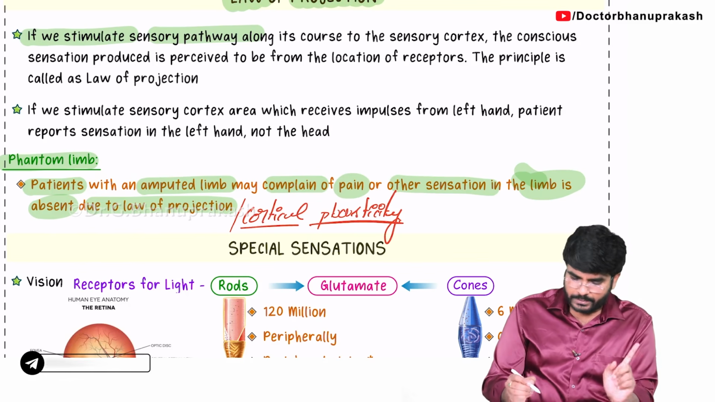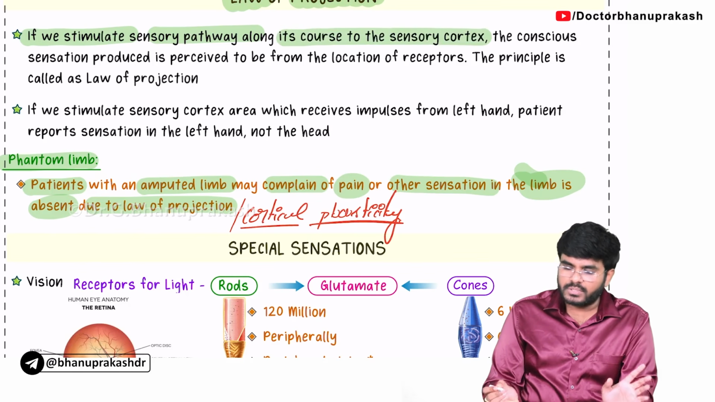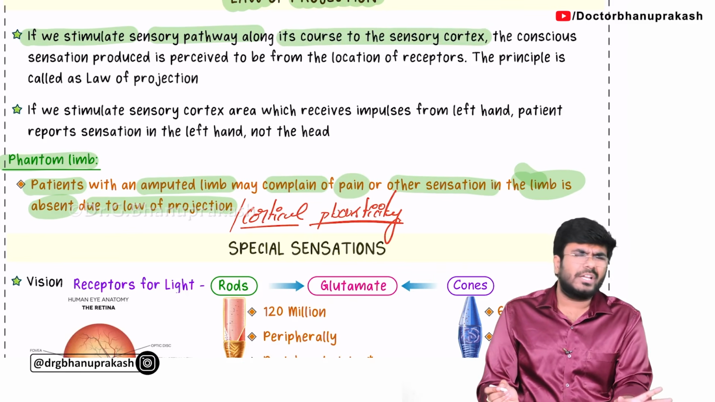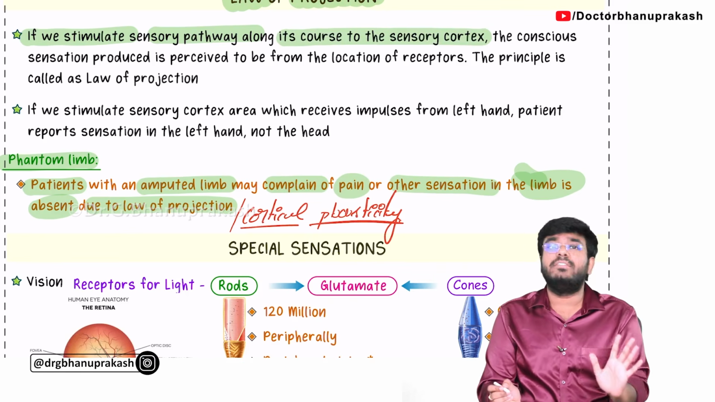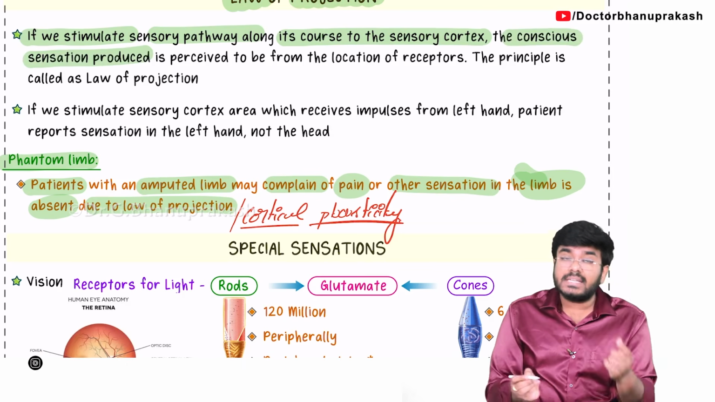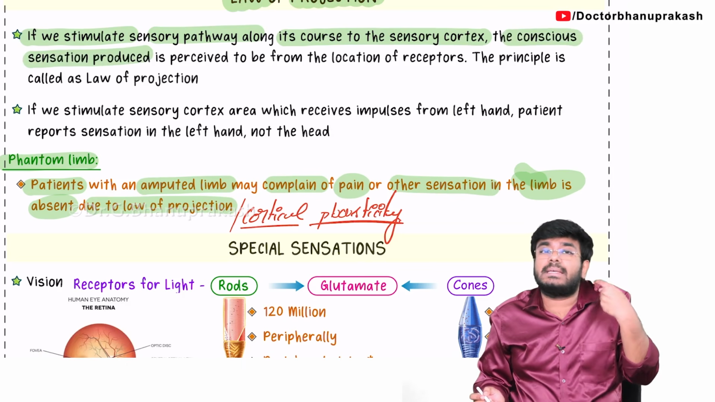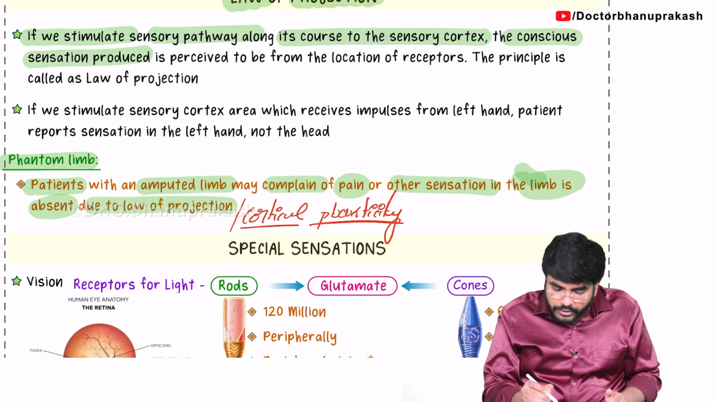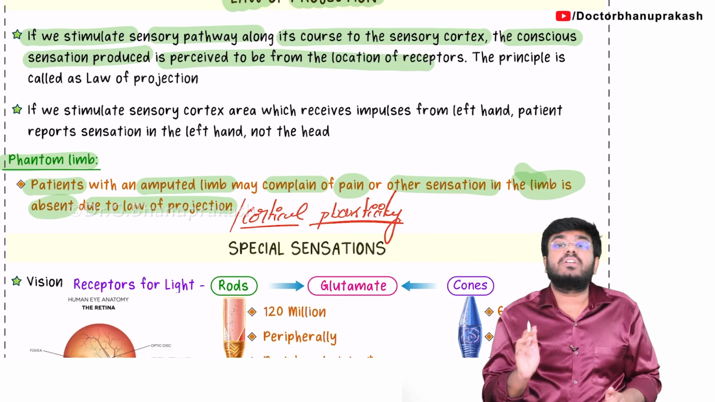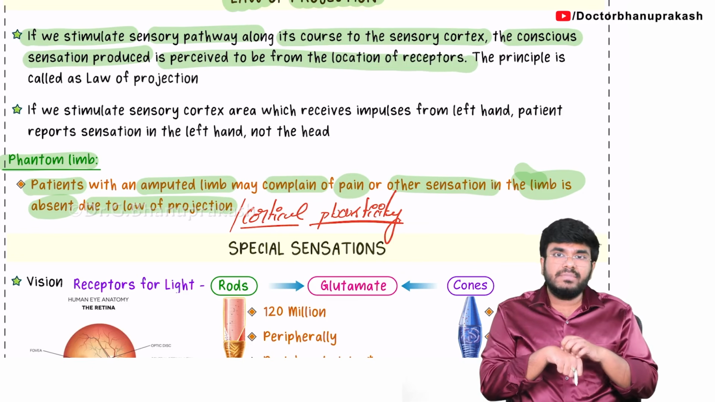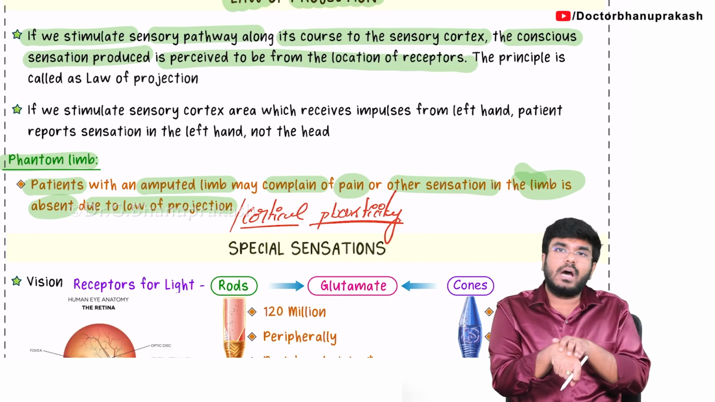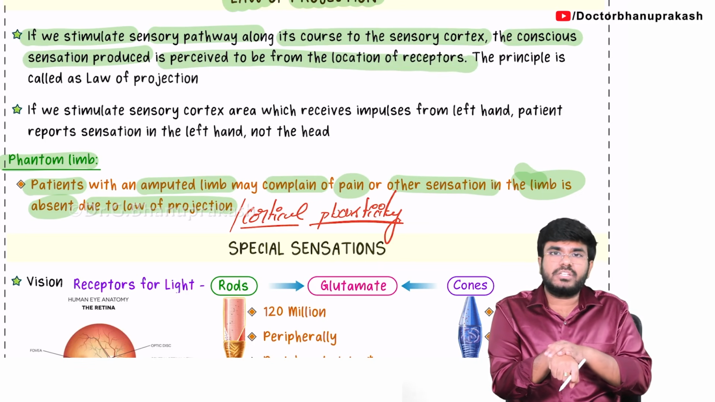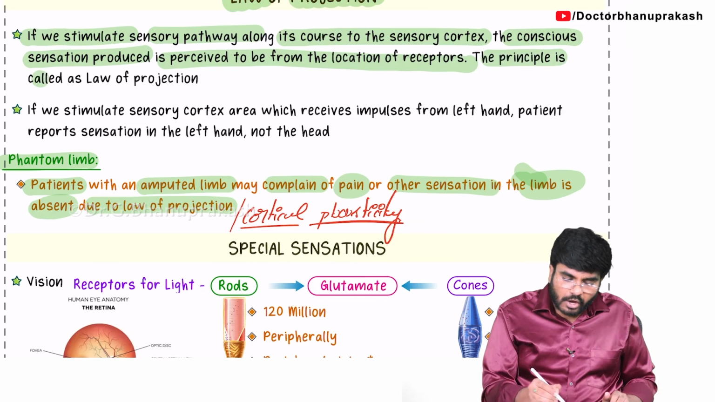If you stimulate the sensory pathway anywhere along its course to the somatosensory cortex, whether you stimulate the first order neuron, second order neuron, third order neuron, or directly the somatosensory cortex, the conscious sensation produced is perceived to be from the location of the receptors. He will start to feel the sensation in the skin region or the receptor region. So this principle is called the law of projection.